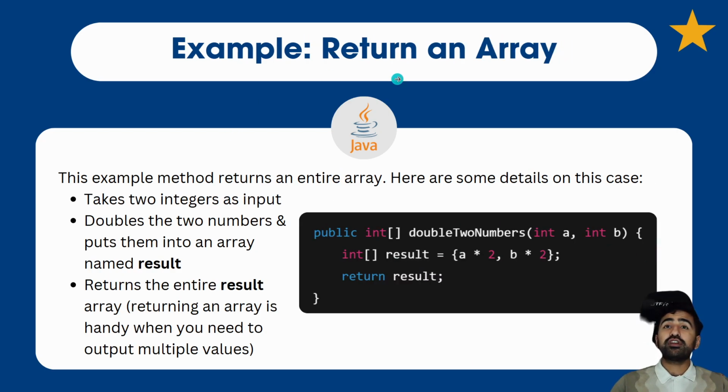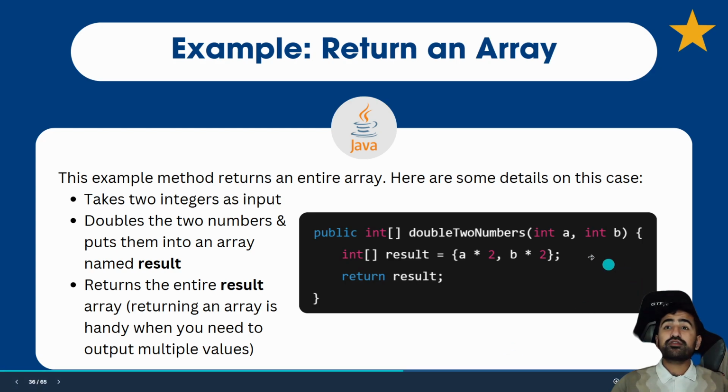So you can actually return an entire array. I mentioned that very briefly. For the return type, you can put anything you want. It could be a class, it could be a string. A string is a non-primitive. It could be a primitive. It could be an integer. It could also be an array. So this is going to return an integer array. Let's actually take a look at the details of what this method does. So it's going to take two integers as input.